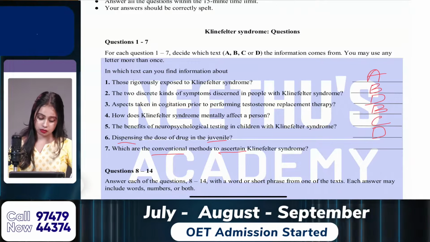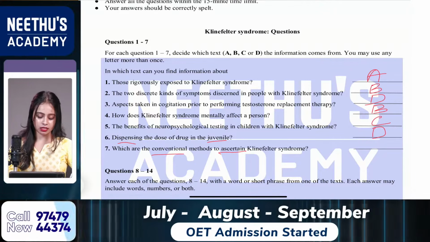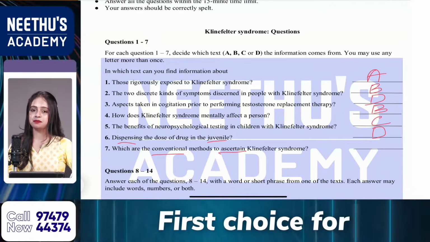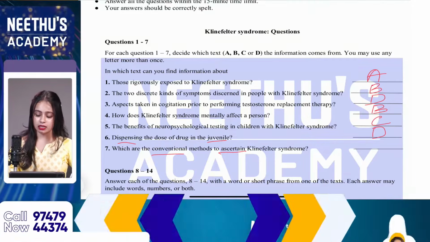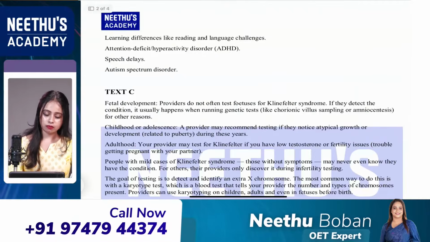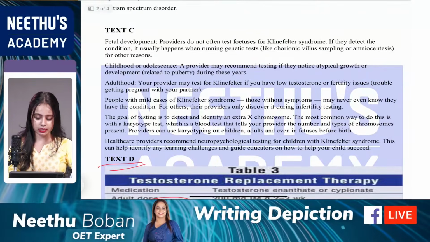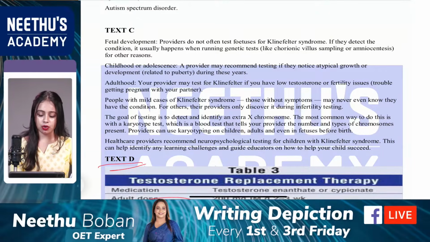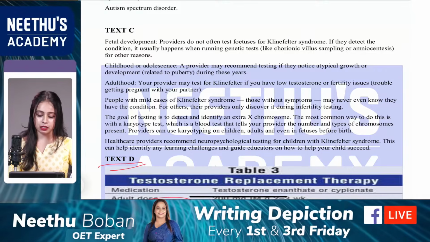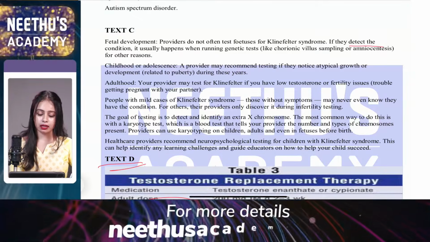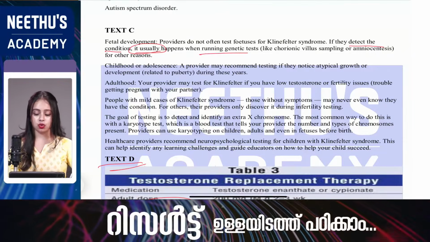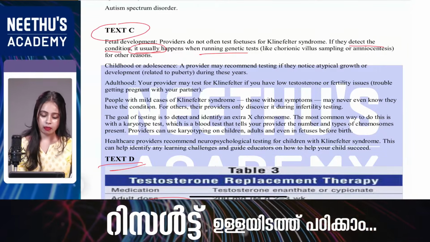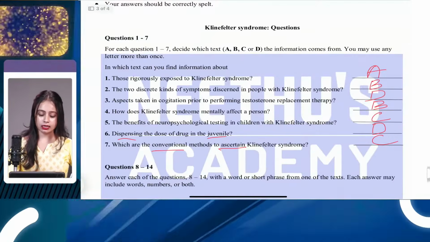Kirtu got the correct answer. It is from text C. So the answer is from C. Where is it mentioned? In text C, in the first paragraph: if they detect the condition, it usually happens when running a genetic test. So that is from text C. That's that, 1 to 7.